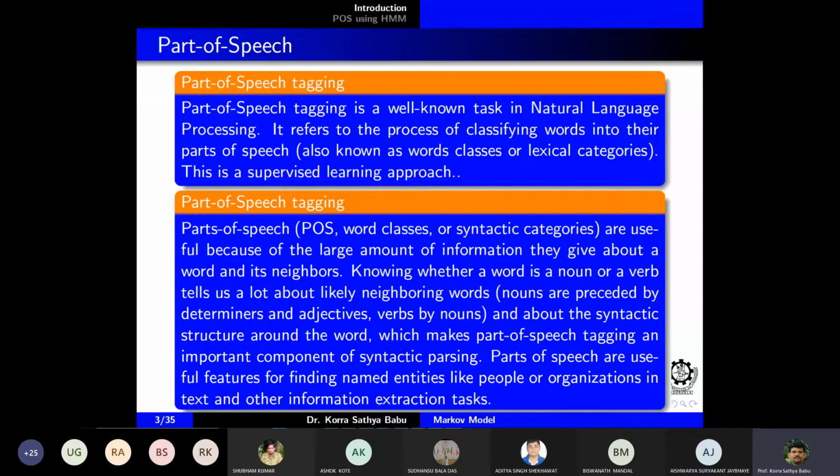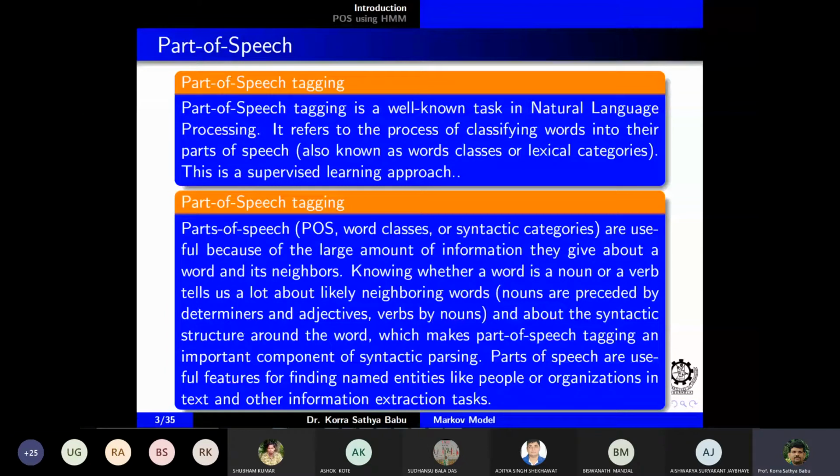And it tells about the syntactic structure around the word, which makes parts of speech tagging an important component in syntactic parsing. Parts of speech are also useful features for finding named entities like people or organizations in text, and for other information extraction tasks. So please remember that this is just an overview that I am giving about parts of speech tagging. Some more information I just wanted to put up.